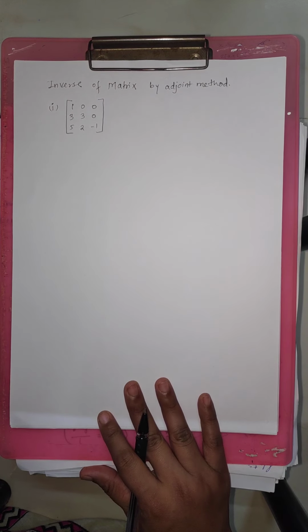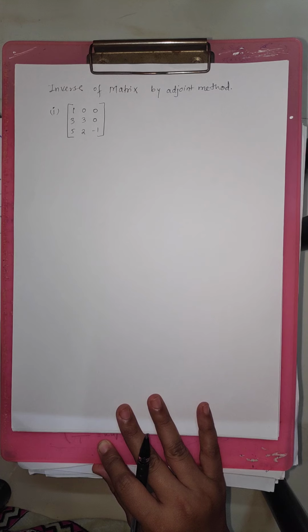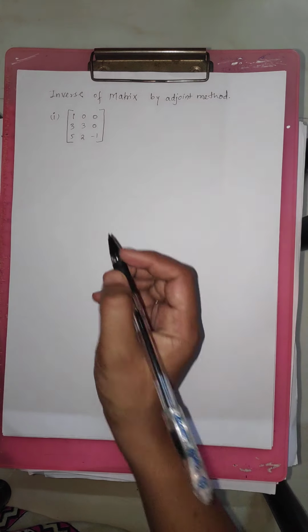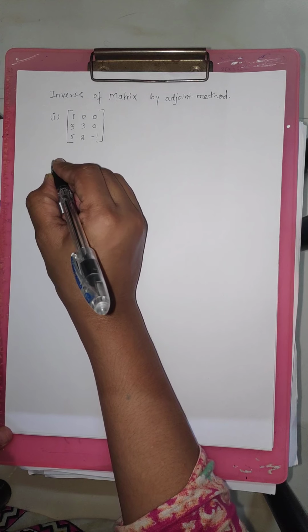Hello students, in the previous lecture we had seen how to find the adjoint of a given matrix. Now in this lecture we will see how to find the inverse of a matrix by the adjoint method. So what we have to do: first we have to find the adjoint of the given matrix, then we will find the inverse of that matrix. The starting steps are the same as we had seen in the previous lecture.